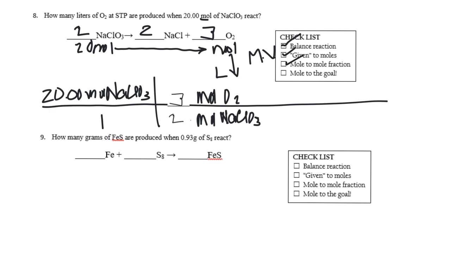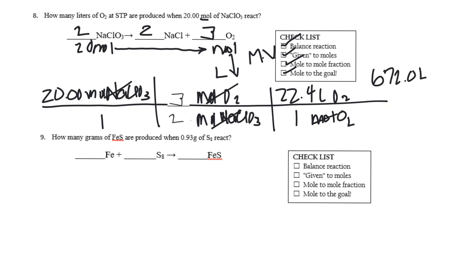I've converted from one substance to another. Now I need to go mole to the goal. So moles of oxygen comes down. Liters of oxygen goes to the top. 1 goes next to mole. 22.4 liters goes next to oxygen. Now I have everything set up. Cancel my units, do the math, and I get 672 liters.